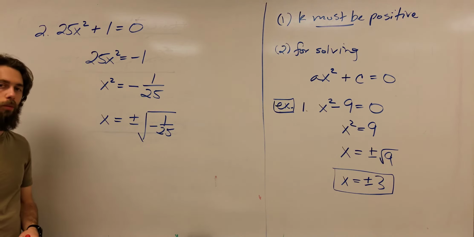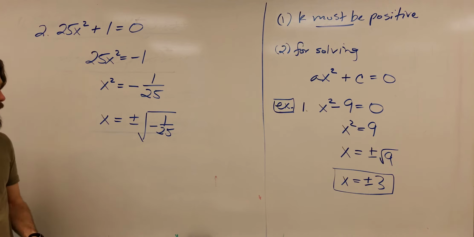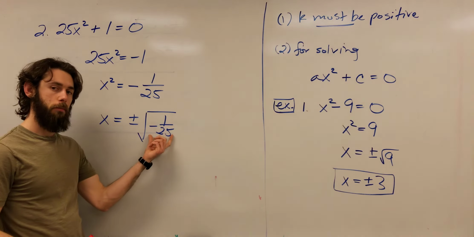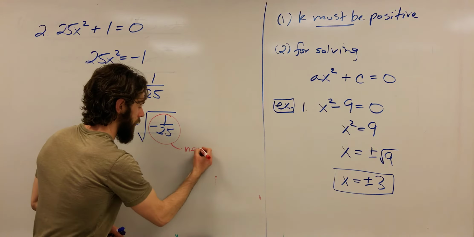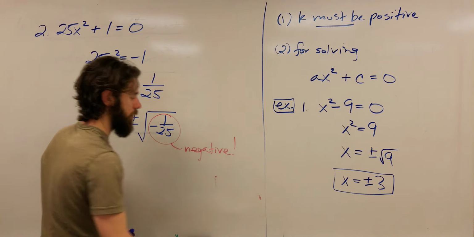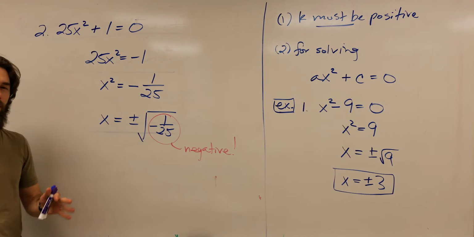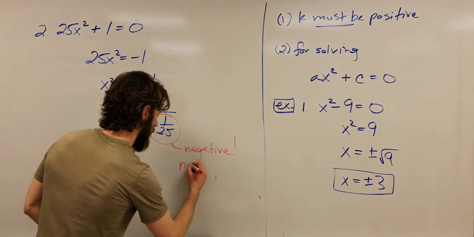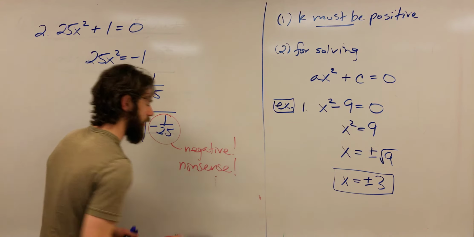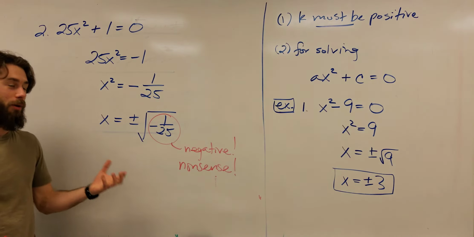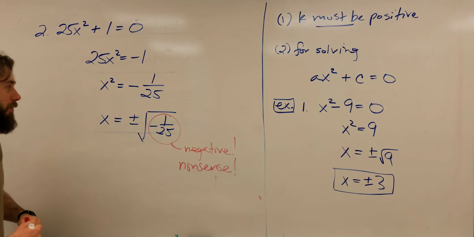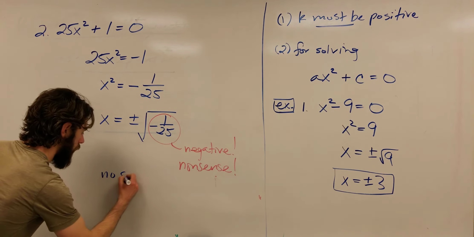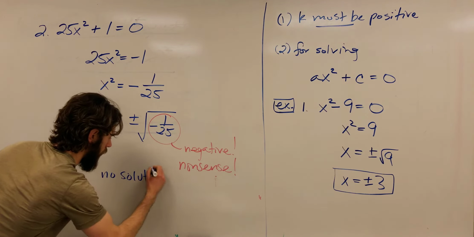Now, what's wrong there? Well, you should notice that the thing under the square root is negative, which is a problem for us. We don't know what that means. So to us, this is nonsense. And what it means when this happens is that there is no solution to this equation. And that's all you have to say. That will be the answer.